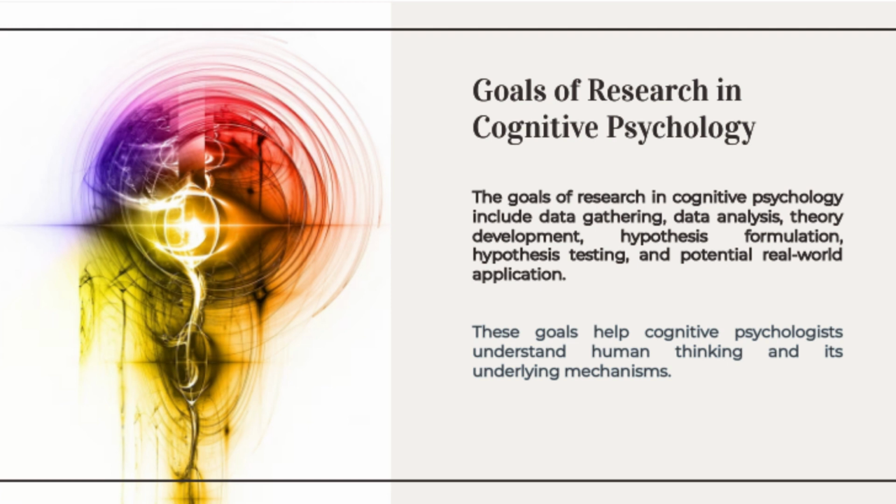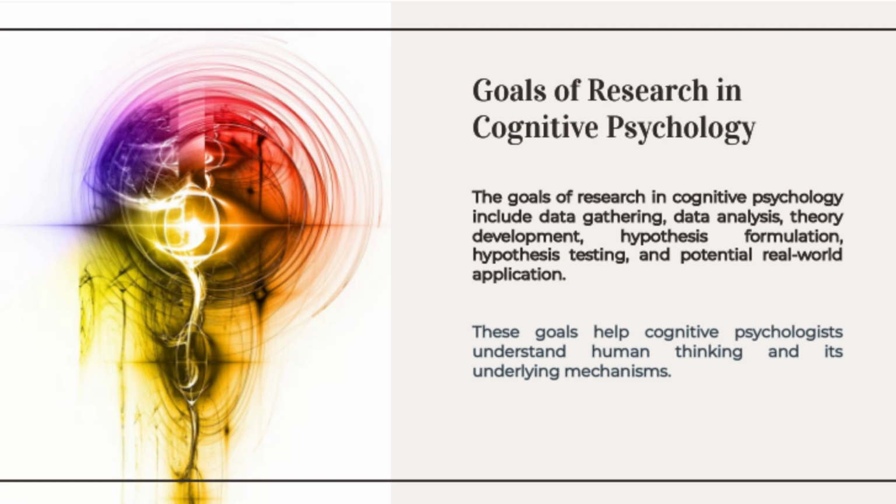To test the same hypothesis, the cognitive psychologist will design an experiment where participants are asked to complete a memory task while simultaneously solving math problems, for example. They will compare the performance of participants engaged in multitasking with those focused solely on the memory task to determine if the hypothesis holds true. Okay. So these are the basic goals of the research methods used in cognitive psychology.